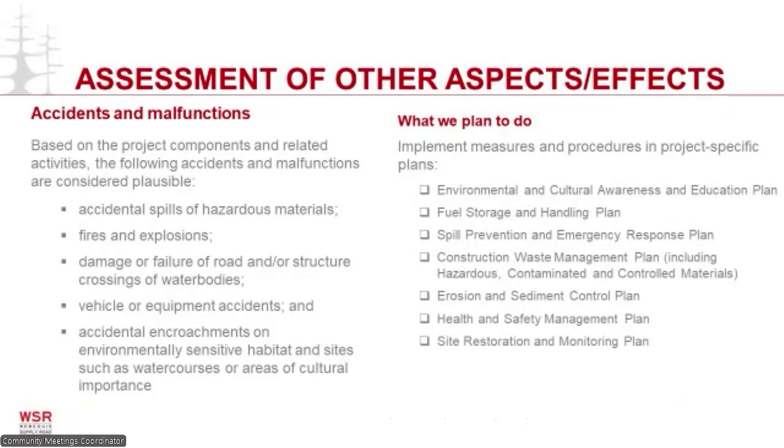In terms of other possible effects, these could be what are called accidents or malfunctions, and could include accidental spills of hazardous materials, such as gasoline, diesel, propane, hydraulic fluids, lubricating oils and greases, and explosives, fires and explosions, damage or failure of road and or structure crossings of water bodies, vehicle or equipment accidents, accidental collisions involving vehicles associated with the project and vehicles moving through or around construction sites, or accidental death of animals due to inappropriate machinery or equipment operation. Accidental movements into environmentally sensitive habitat and sites such as watercourses or areas of cultural importance.